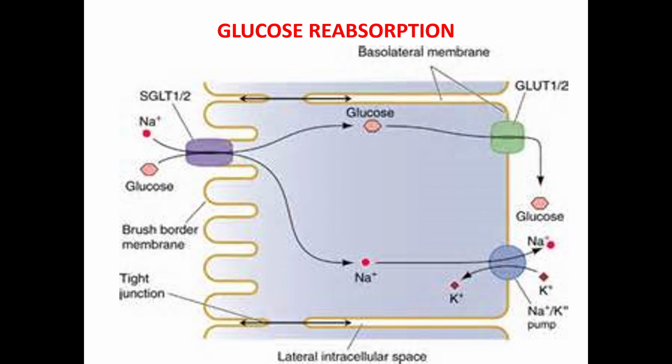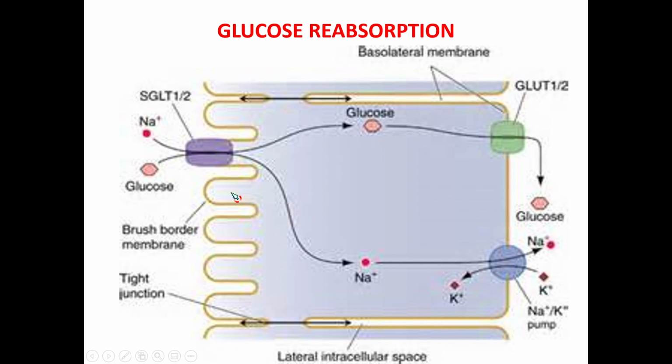Here is the diagram. You can understand the sodium glucose transporters: this is the sodium, and this is the sodium carrier protein. Along with the sodium, the glucose will enter, and from here the glucose will move through glucose transporter 1 and 2 to the interstitial tissue spaces.